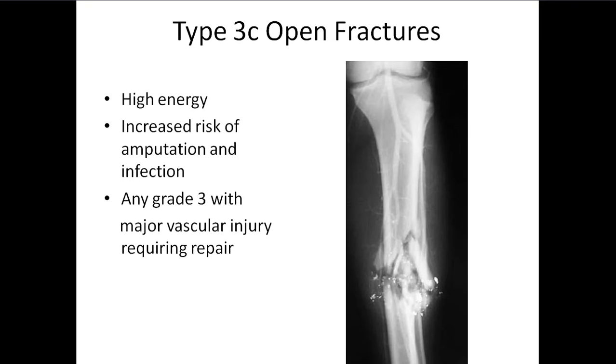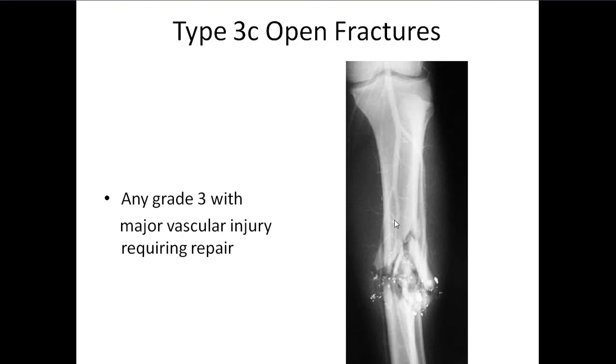This is an example, either landmine injury or gunshot injury, where you can see some small pellets. Maybe metal pellets, maybe stones. There is a complete fracture of the tibial bone, and in this arteriogram the blood vessel is also cut. The popliteal artery is gone here. So any grade 3 with major vascular injury which requires repair is called grade 3C injury.